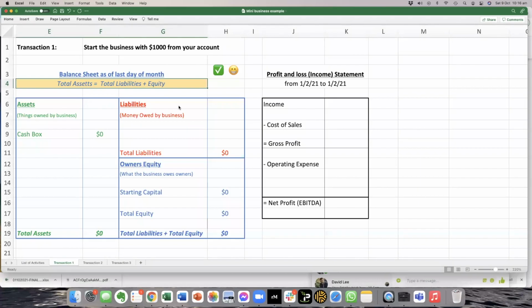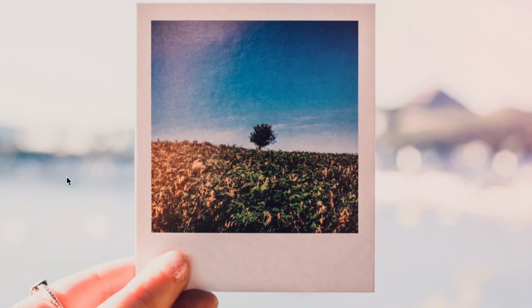G'day everyone. So now we're going to hook it all together. Let's see how all these financial statements hang together with a test business. Our balance sheet is like a snapshot in time. It shows us at any one instant what our business owns, the things and stuff that it owns.